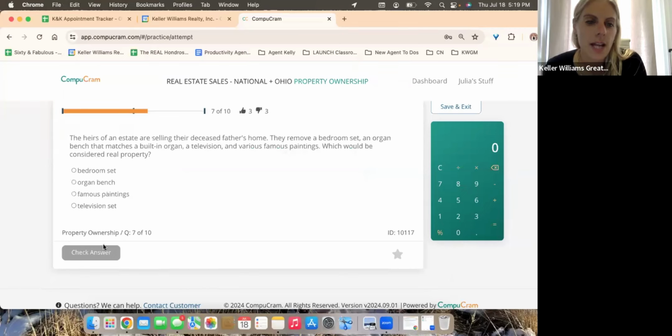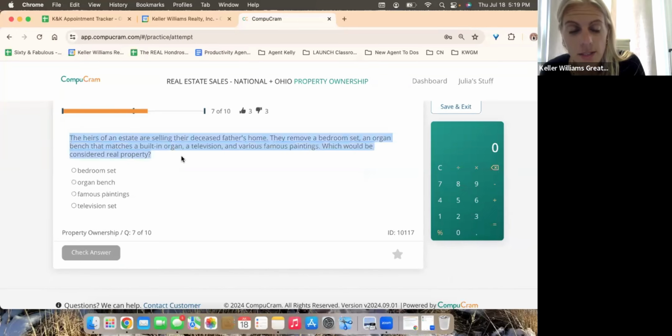The heirs of an estate are selling their deceased father's home. They remove a bedroom set, an organ bench that matches a built-in organ, a television, and various famous paintings. Which would be considered real property? A, bedroom set, B, organ bench, C, famous painting, or D, television set?